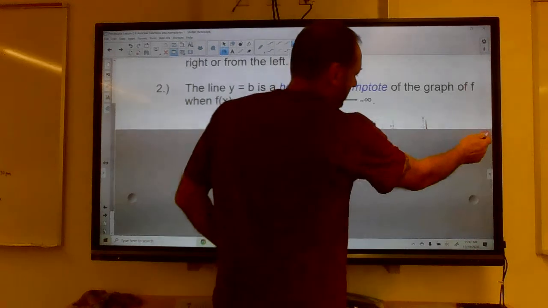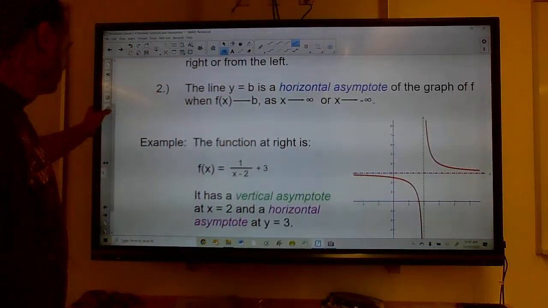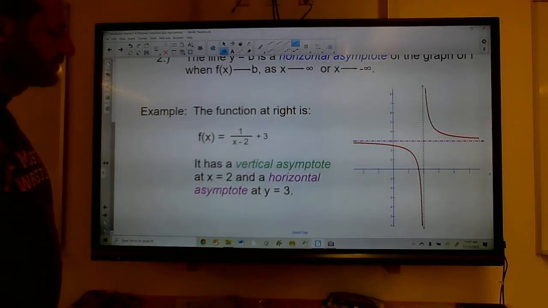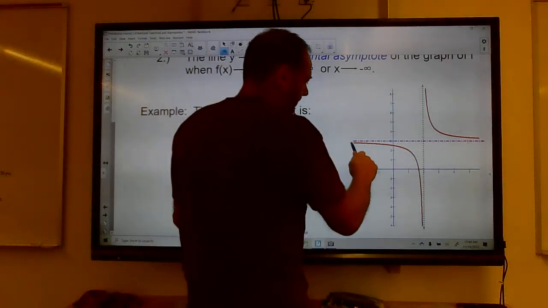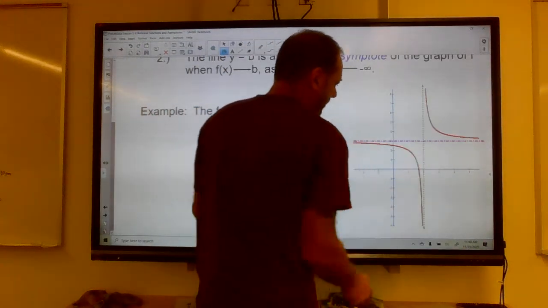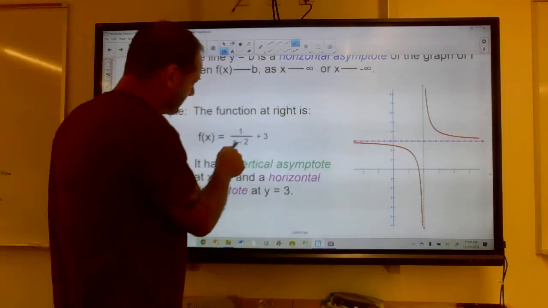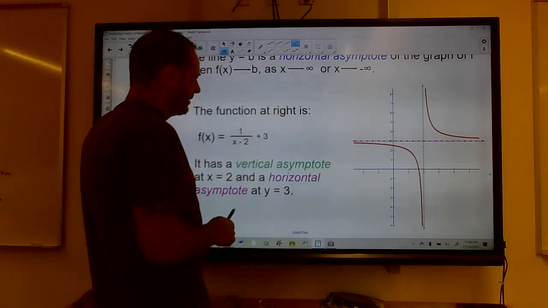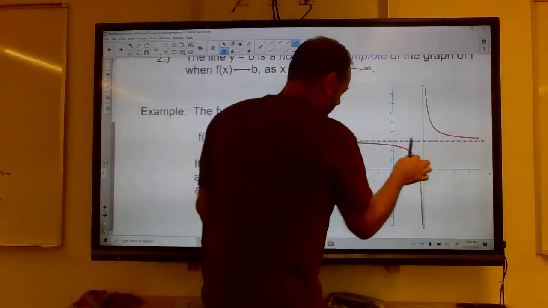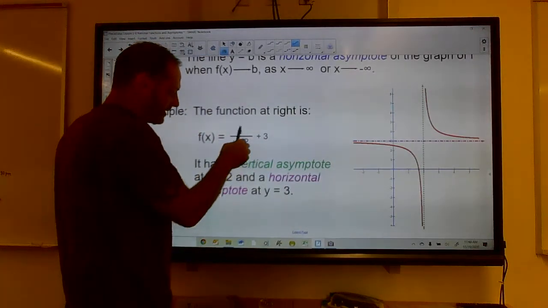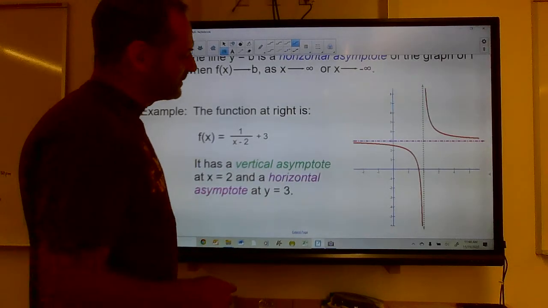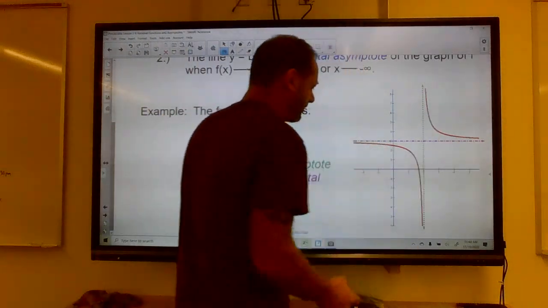Okay, so here we got a function, f of x is 1 over x minus 2 plus 3. So we've got the curve here and here. We've got a vertical asymptote at 2. That's when the denominator is equal to 0, when x is 2. And then we've got a horizontal asymptote at 3, because as this shrinks to 0, then this becomes 0 plus 3. And so you have a horizontal asymptote there. So you can see here's my horizontal asymptote and my vertical asymptote.